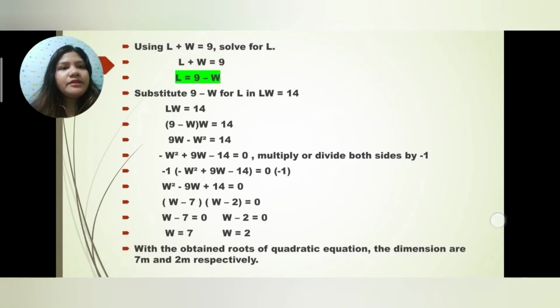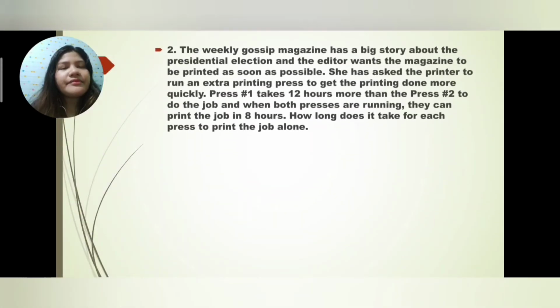Okay, another example. The weekly gossip magazine has a big story about the presidential election, and the editor wants the magazine to be printed as soon as possible. She has asked the printer to run an extra printing press to get the printing done more quickly. Press number 1 takes 12 hours more than the press number 2 to do the job. And when both presses are running, they can print the job in 8 hours. How long does it take for each press to print the job alone?